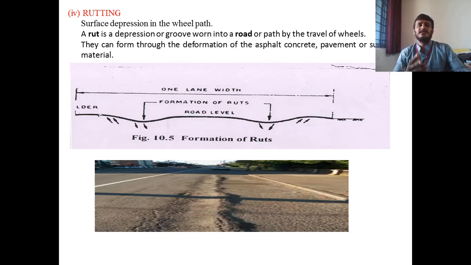You can see a rut is a depression or a groove worn into a road path by the travel of wheels. They can form through the deformation of the asphalt concrete pavement or sub-base material. Here you can see this is a wheel path, wherein the continuous application of load along the same direction at the same spot will give rise to rutting. So that is regarding rutting.